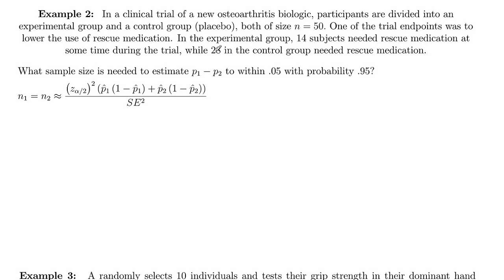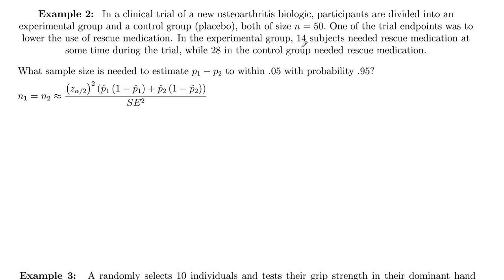So another sample size example here. We've got a clinical trial of a new osteoarthritis biologic. Participants are divided into an experimental group and a control group, which is your placebo, both of size 50. One of the trial endpoints was lower use of rescue medication.